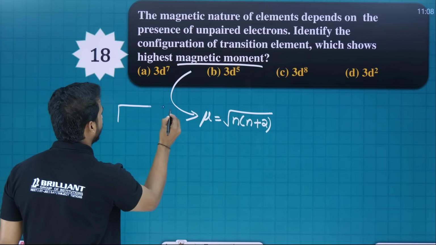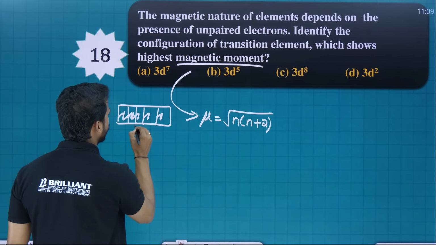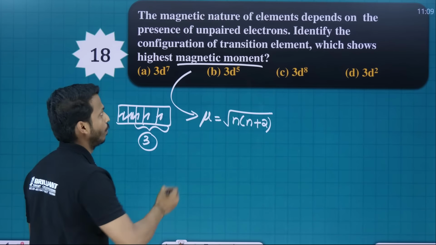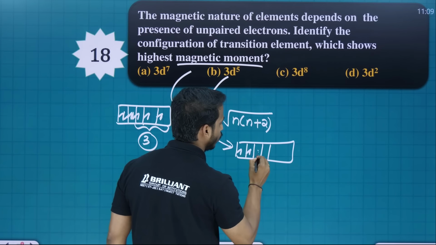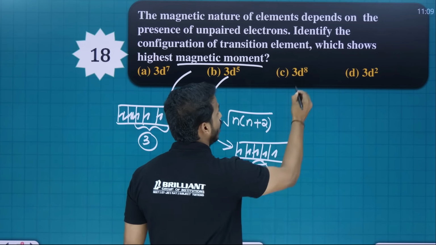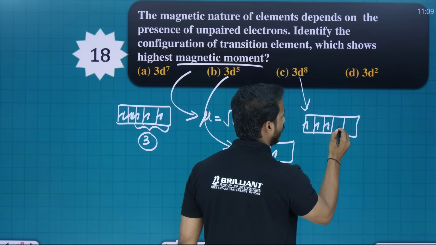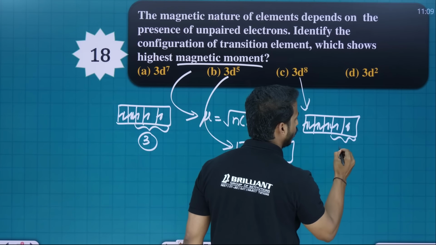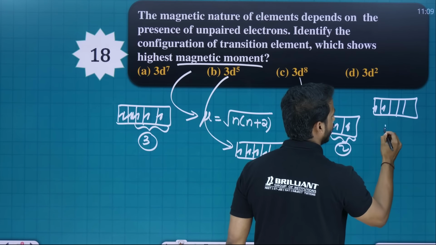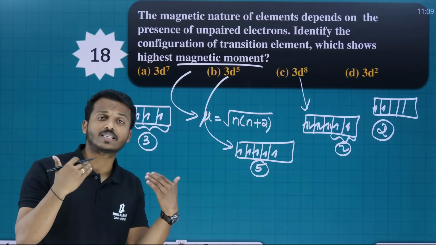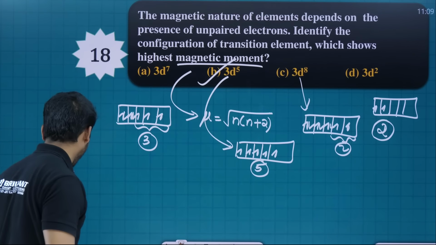So 3d7, what do you mean by 3d7? 3d7 means 1, 2, 3, 4, 5, 6, 7. So how many unpaired electrons? 3 unpaired electrons. What about 3d5? Yes, there will be the maximum, 5 unpaired electrons. 1, 2, 3, 4, 5. What do you mean by 3d8? 3d8 means how many unpaired electrons here? Only 2 unpaired electrons will be there, right? So which one has the greatest number of unpaired electrons? That has the greatest magnetic moment, that is 3d5.